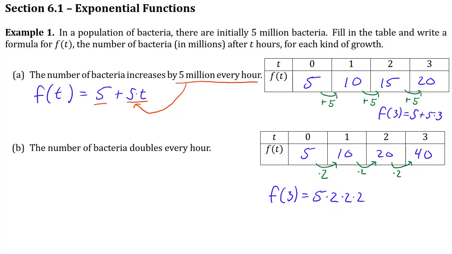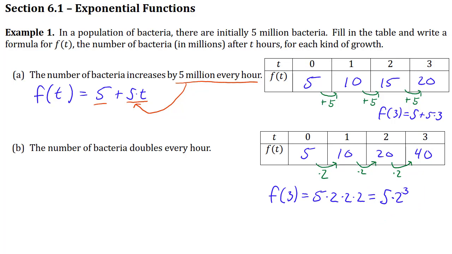The 5 times 2 is 10, and then that times 2 is 20, and then that times 2 again is 40. So how can you write this as something with the 3 in it? Like, what is the arithmetic we're doing with that number 3? Well, that tells you how many copies of 2 to multiply together. So this is really 5 times 2 to the power 3.